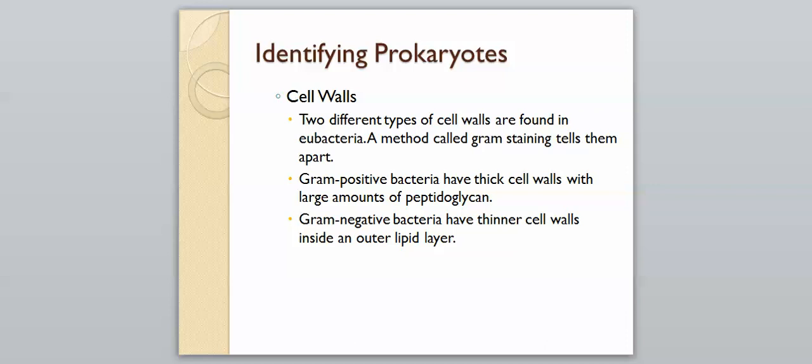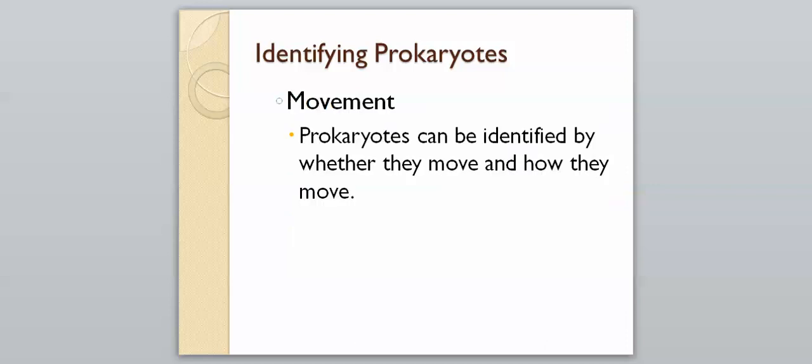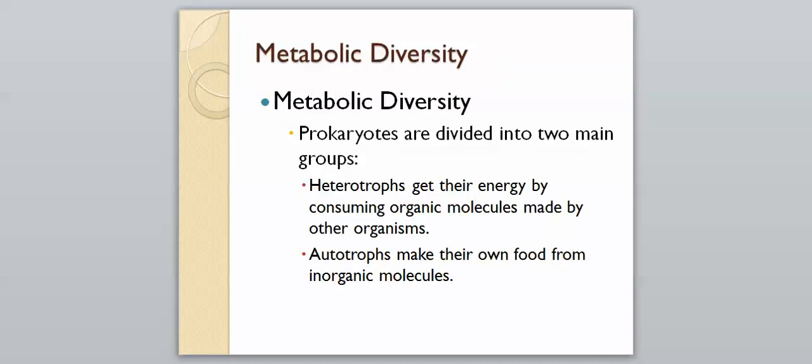And then movement, prokaryotes can be identified by whether they move and how they move. That's pretty simple. There are some more specifics of ways they can move, which we'll talk about later. And our last one is metabolic diversity. This is just how they obtain energy, basically how they take in and break down energy. They can be divided into 2 main groups, and these are words that we've heard before.